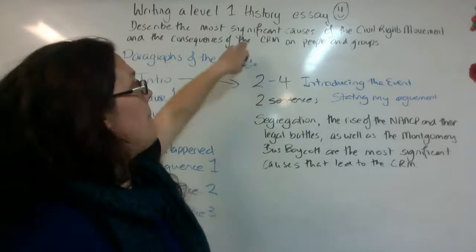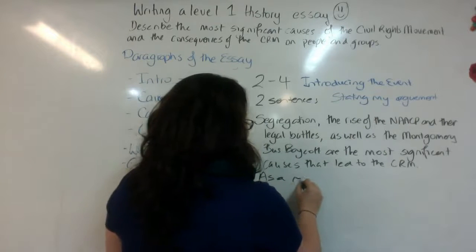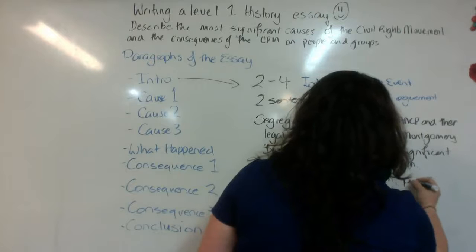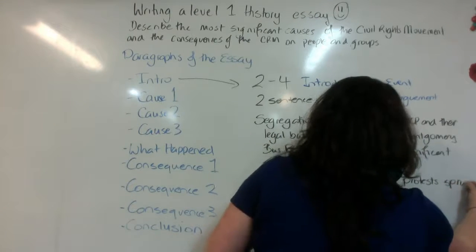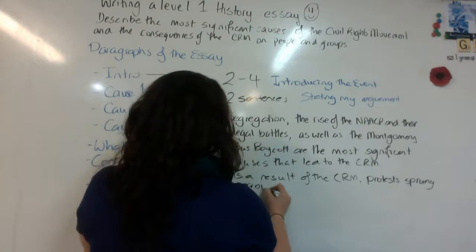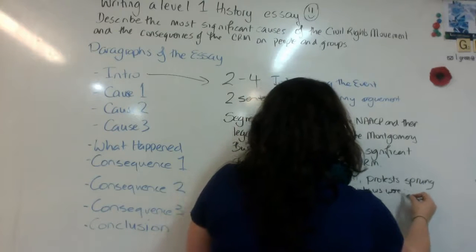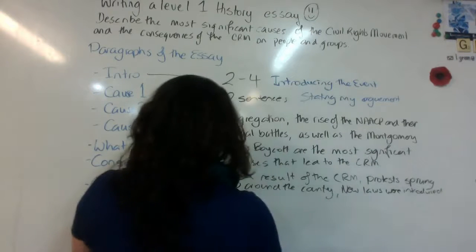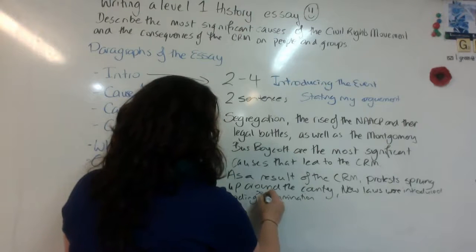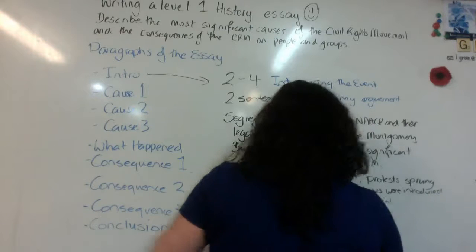Now, I've created my first part of the argument, and made sure that I've made it clear that I'm talking about the most significant cause of the civil rights movement. Then I get on to my consequences. So, as a result of the civil rights movement, protests sprung up, or that's not a very good word, but you know, sprung. We'll go with sprung for now, but we can maybe change it later. Protests sprung up around the country. New laws were introduced, ending discrimination. Some discrimination, perhaps.